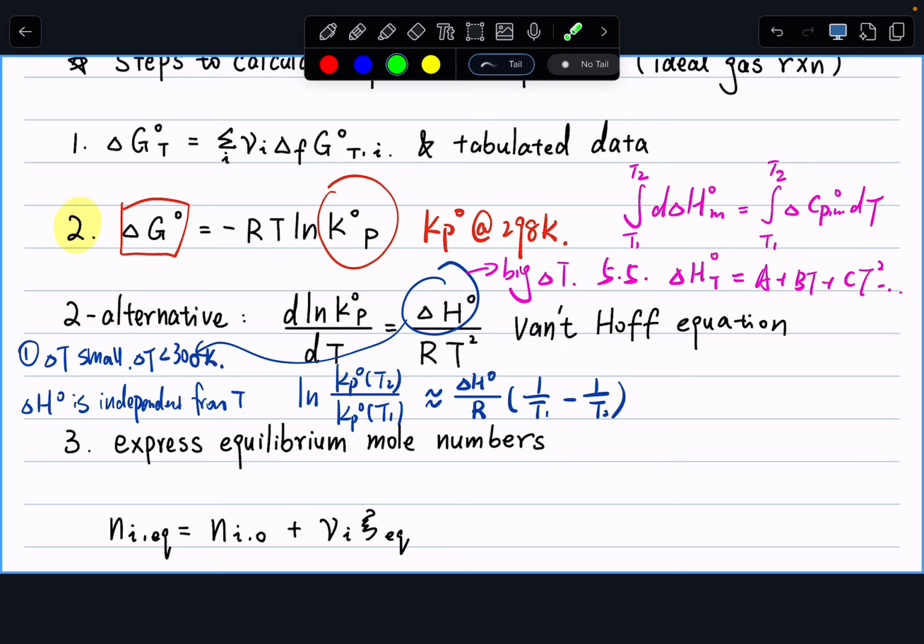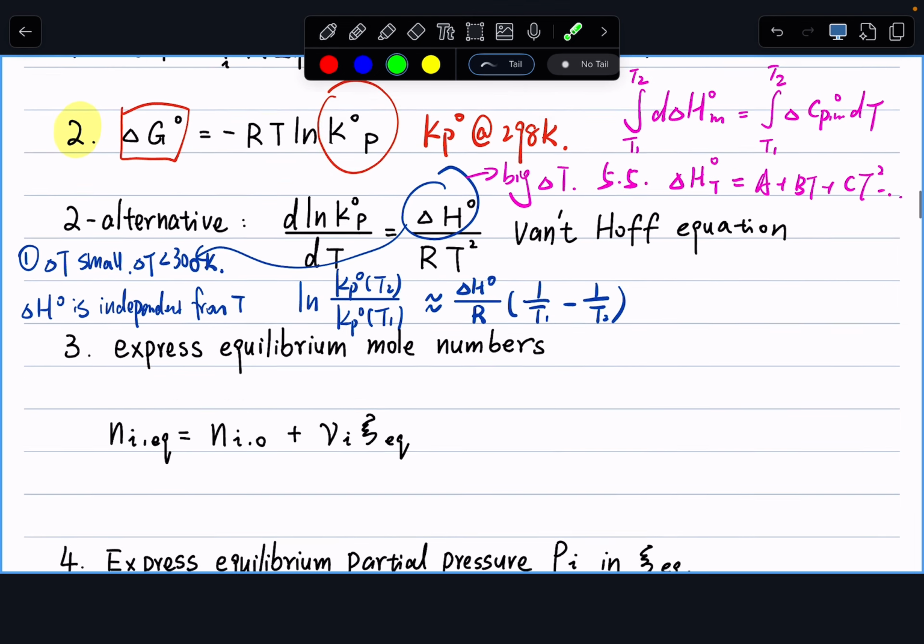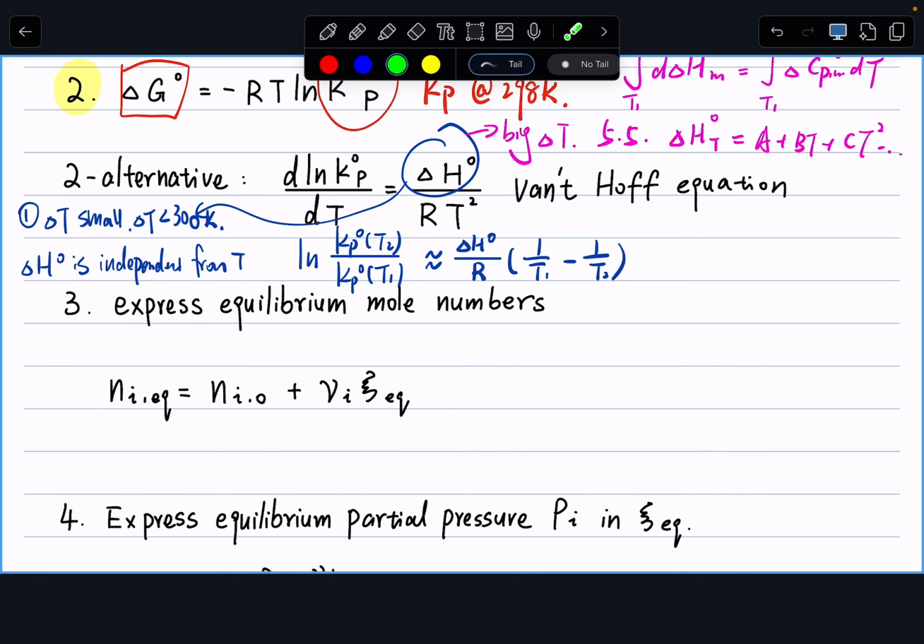All right. Step number 3. Now we have the equilibrium constant, and we know that the equilibrium constant is defined as the product of your partial pressure at equilibrium over P naught to the power of your stoichiometric coefficient. So we want to express the equilibrium number of moles of your different reactant or product or relevant species at equilibrium.